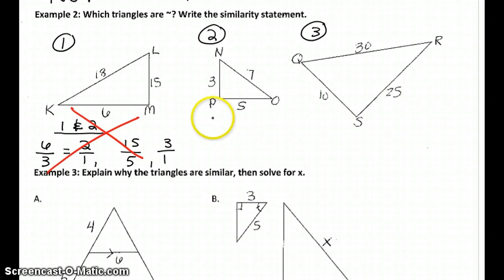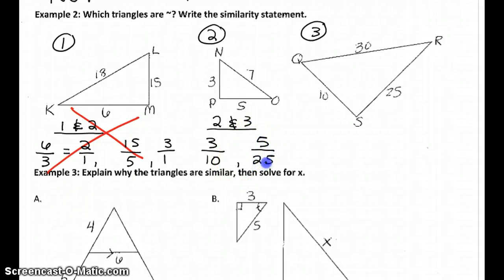Now, let's check 2 and 3. Again, my smallest side is 3, my biggest side is 10. That does not simplify. My middle side is 5, my next biggest side is 25. That simplifies to 1/5. The sides are not proportional, so they are not similar.